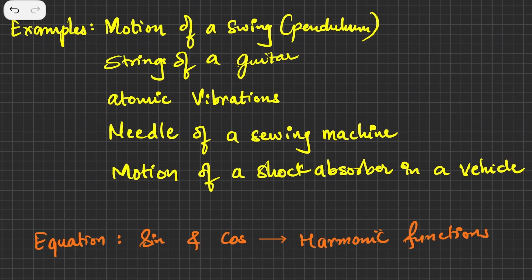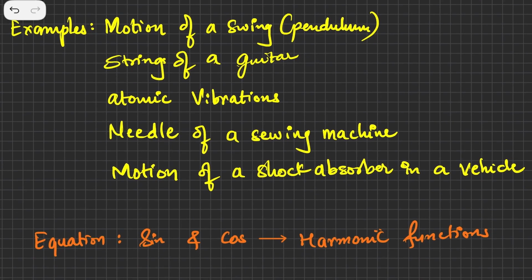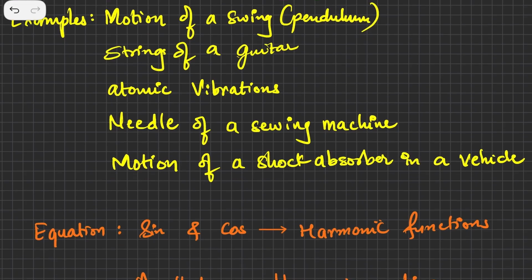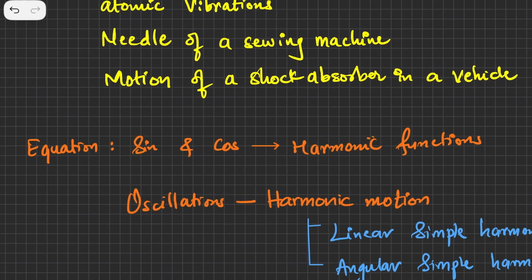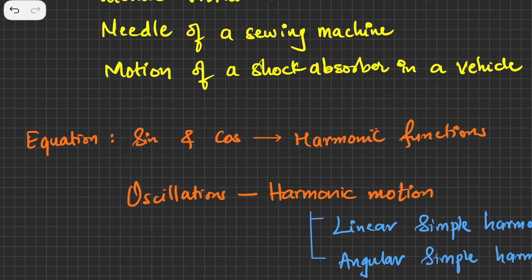You may add some more examples in the comment section if you find a few. Next, every motion has its own equation, and oscillatory motion will also have its own equation. But the most distinguishing factor in oscillatory motion compared to other kinds of motion is that you experience the terms of sines and cosines. In mathematics, sine and cosine are called the harmonic functions.